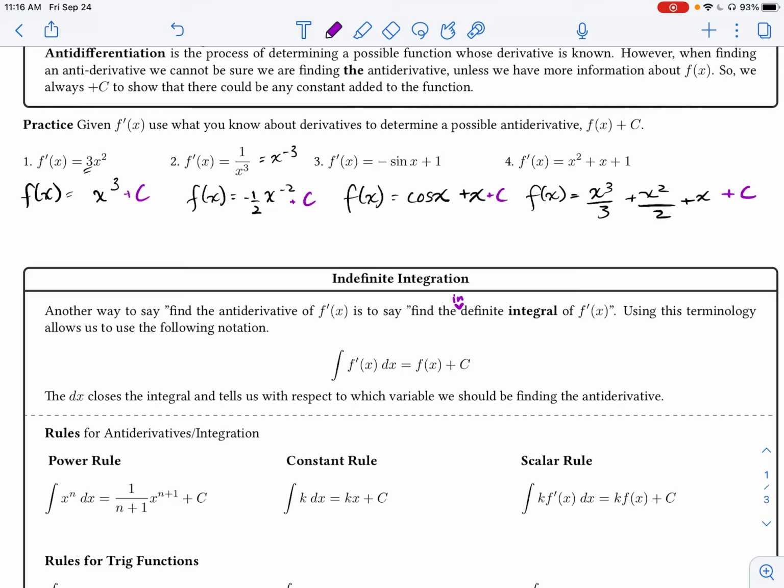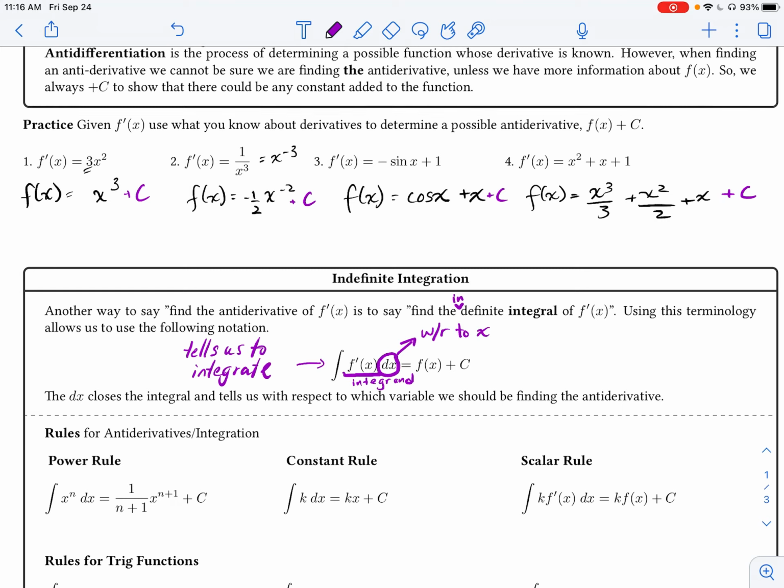What does the notation for an integral look like? Well, this symbol here is just telling us to integrate. Whatever we are integrating, this is known as the integrand. And finally, this dx here is simply telling us what variable we are integrating with respect to. So in this case, we're integrating with respect to x.